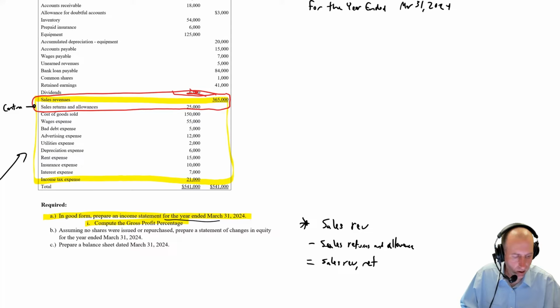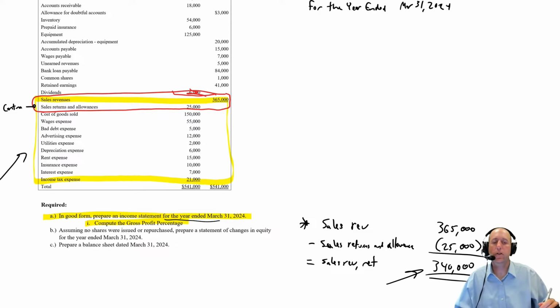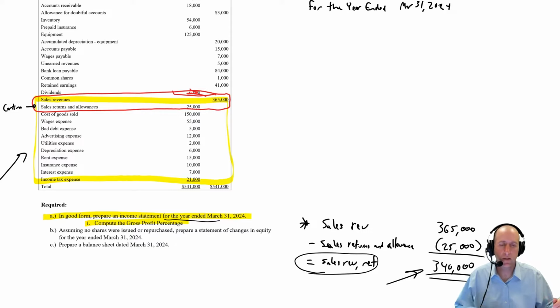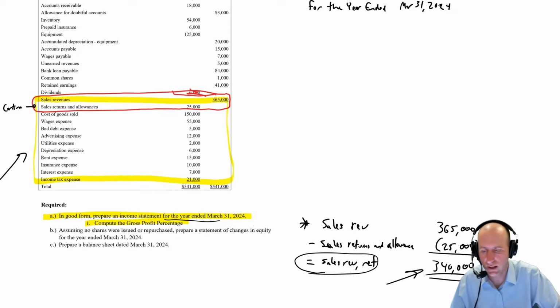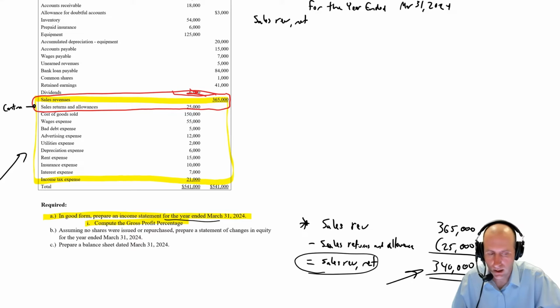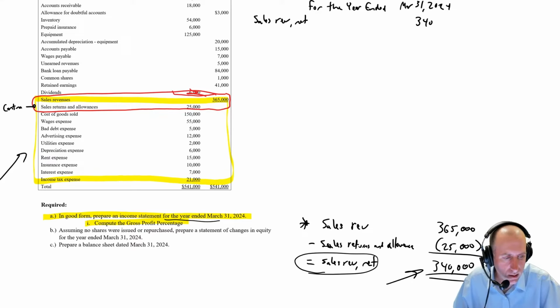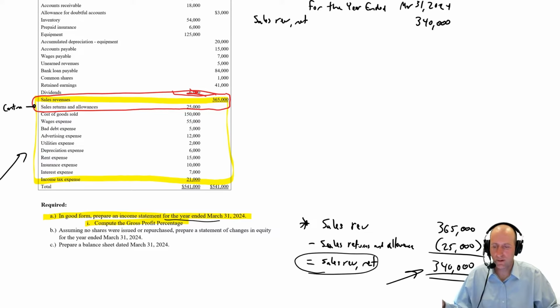Our net sales. So $365,000 minus $25,000 equals $340,000. This is the number we tell our shareholders about. If you look up Walmart or your favorite retail company on the internet, you look up their financial statements, this is the number they tell you. They tell you the net sales. So that's what we're going to tell our shareholders as well. So we'll start there. Sales revenue, net, $340,000. So that's the first new thing.